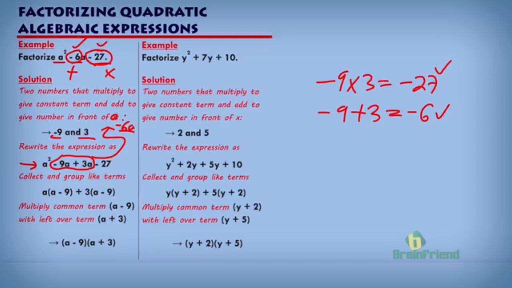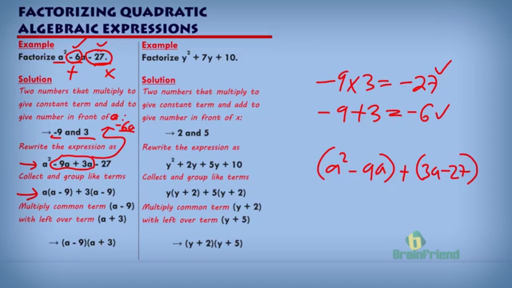So next, we collect and group our like terms. So we have a squared minus 9a. We group them by placing a bracket around that, plus 3a minus 27. We also group that by making use of our bracket.